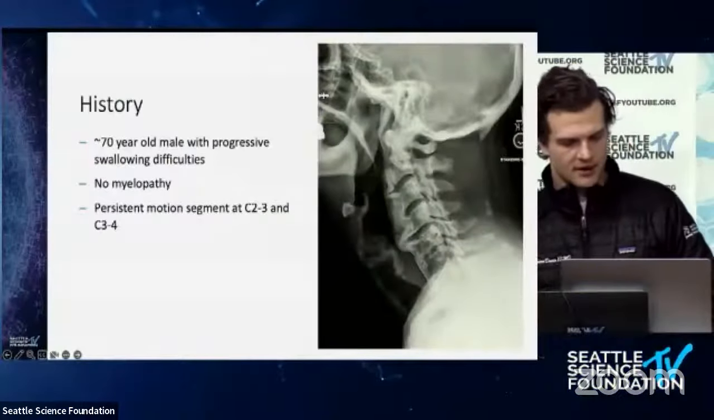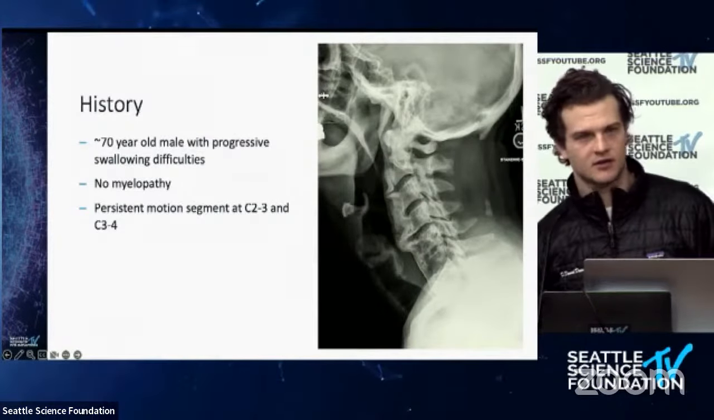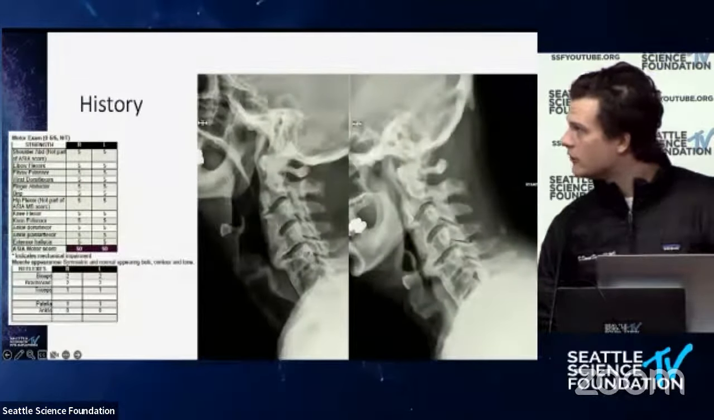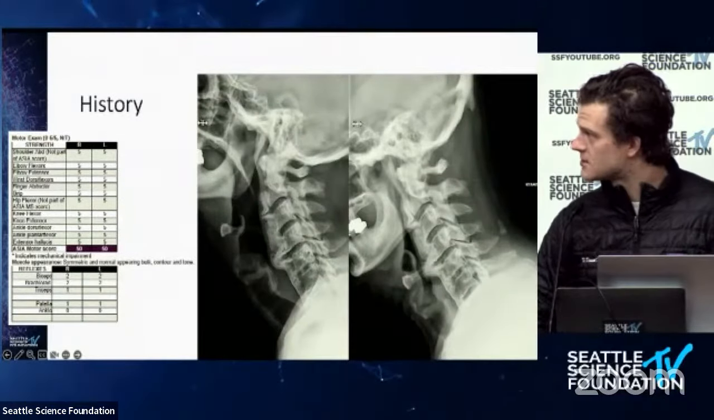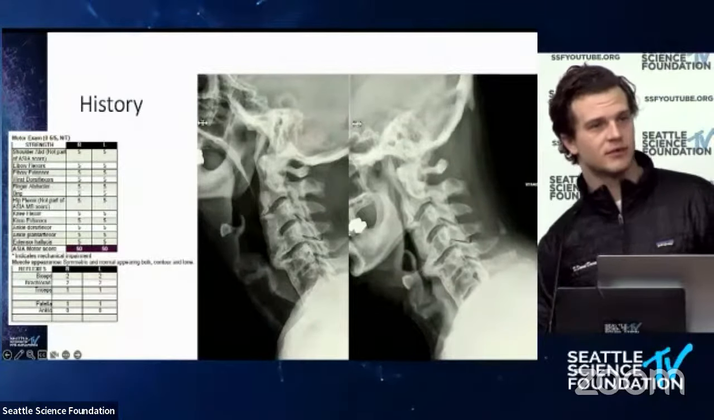Thank you. All right, I've got a recent case presentation for us. This patient is an approximately 70-year-old male with progressive swallowing difficulties. He didn't have any myelopathy or weakness, and he had this significant formation of anterior osteophytes representing DISH and ossification of the anterior longitudinal ligament. We do see on comparative flexion extension films, he does have a little bit of a motion segment at C2-3 and C3-4. He was having persistent dysphagia, which was his main complaint.